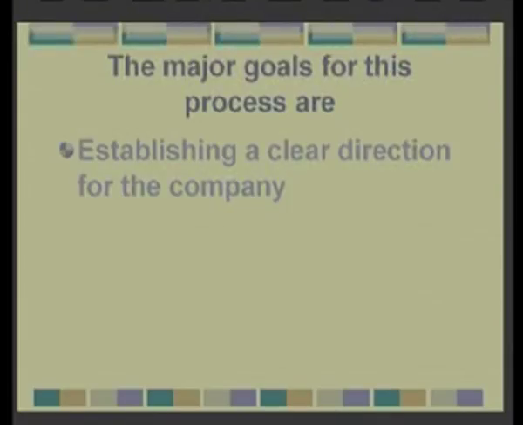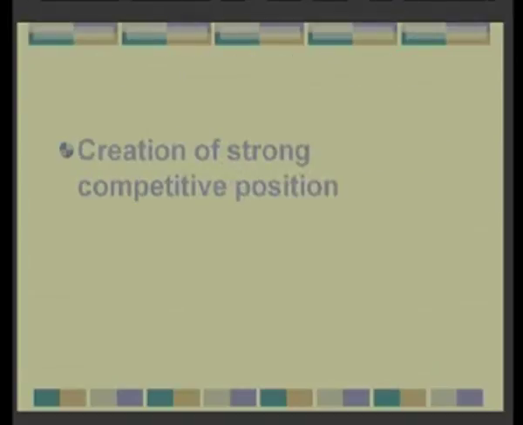So, the major goals of this process, we have just tried to list those. Let us see the major goals. The major goals are establishing a clear direction for the company. For your company, first you have to establish the clear direction. Before that, you have to do your strengths and weaknesses analysis, some kind of SWOT analysis for your company, and then establish the clear direction for the company.